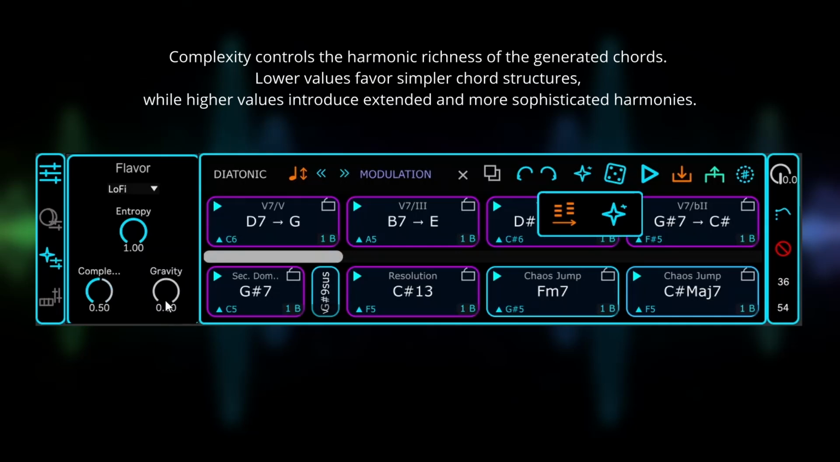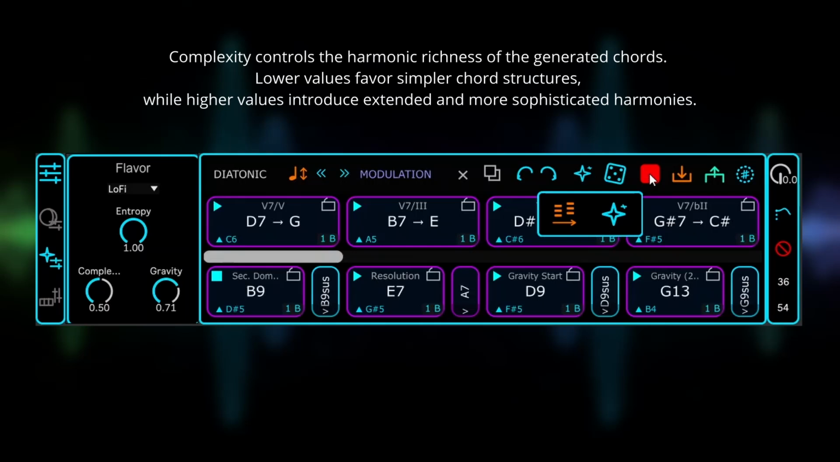Complexity controls the harmonic richness of the generated chords. Lower values favor simpler chord structures, while higher values introduce extended and more sophisticated harmonies.